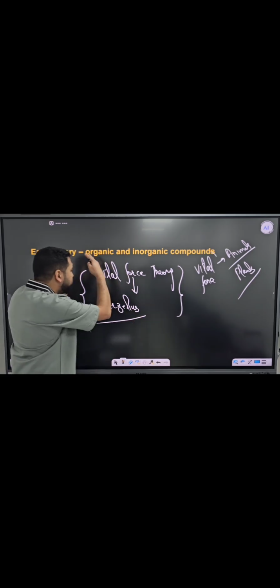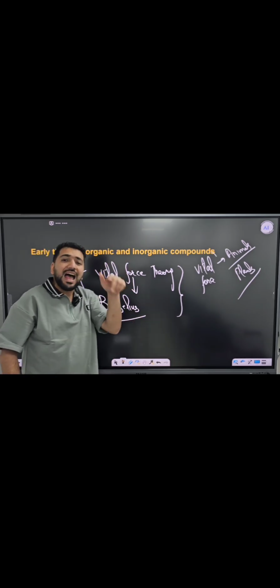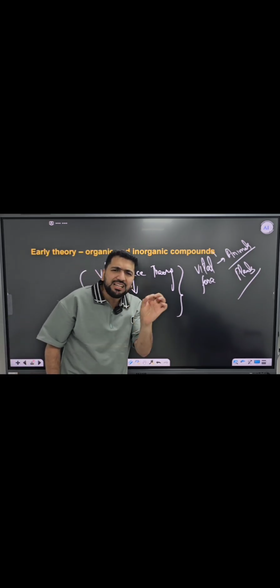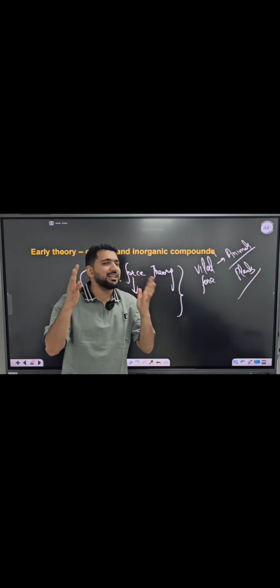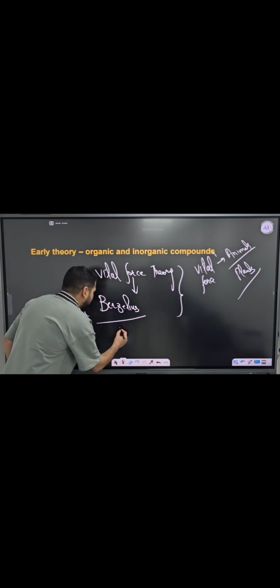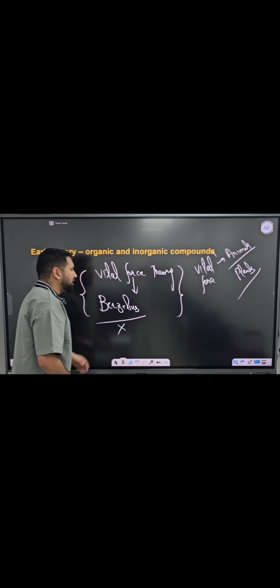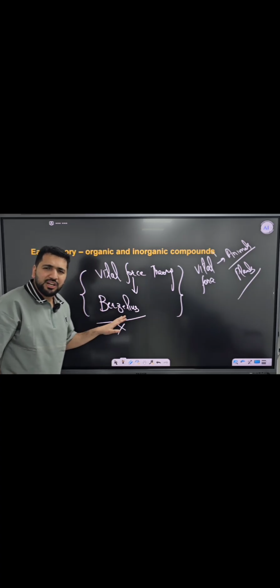So classically we can define organic compounds as the compounds that are obtained directly or indirectly from a plant or animal source. That was one traditional and classical definition. But this vital force theory was disproved later on. Who disproved it, I will let you know in some time, guys.